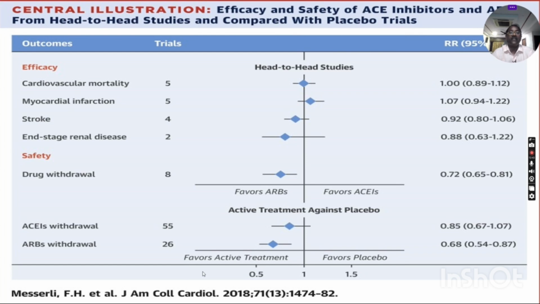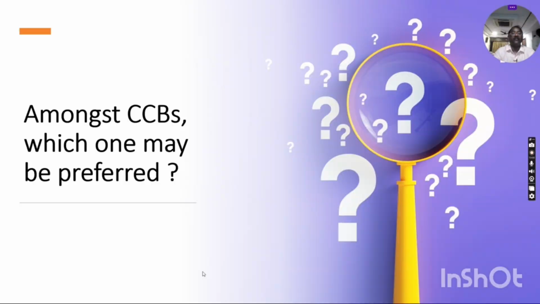So as far as ACE or ARBs, ACE inhibitors are more useful in the presence of myocardial infarction, whereas in CVAs, in renal failures, or to reduce the overall cardiovascular mortality, I think ARBs are much superior to ACE inhibitors.